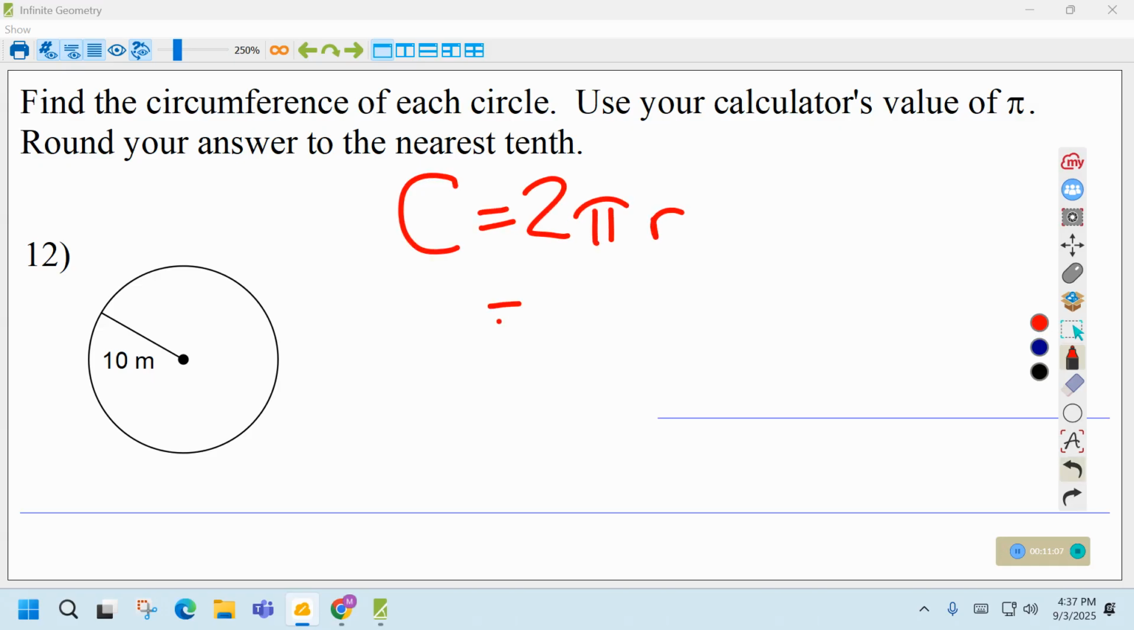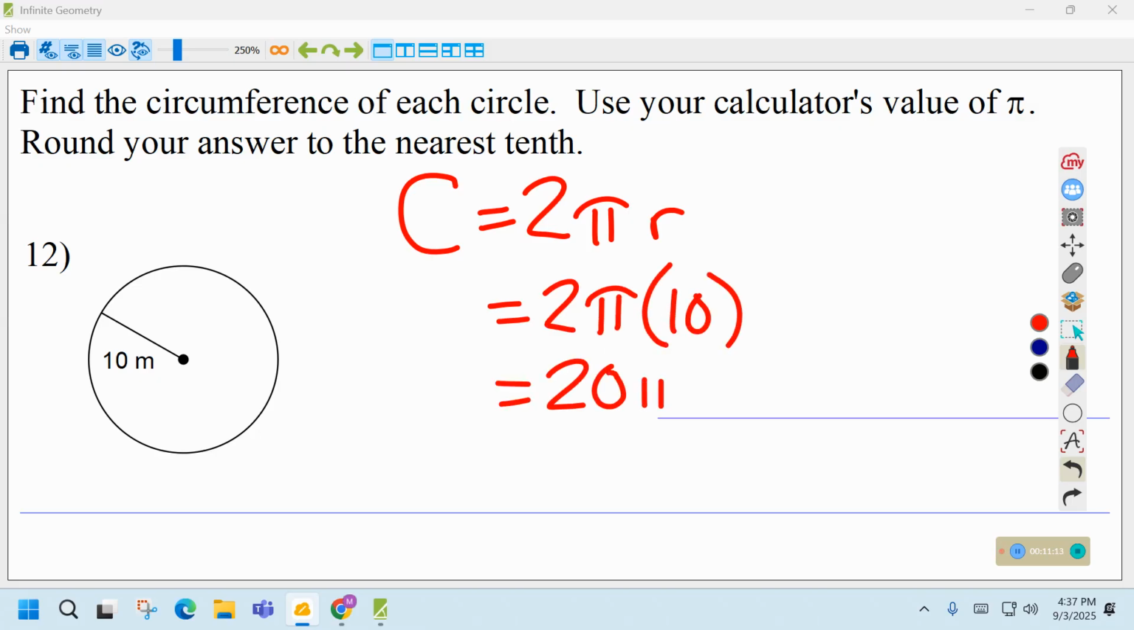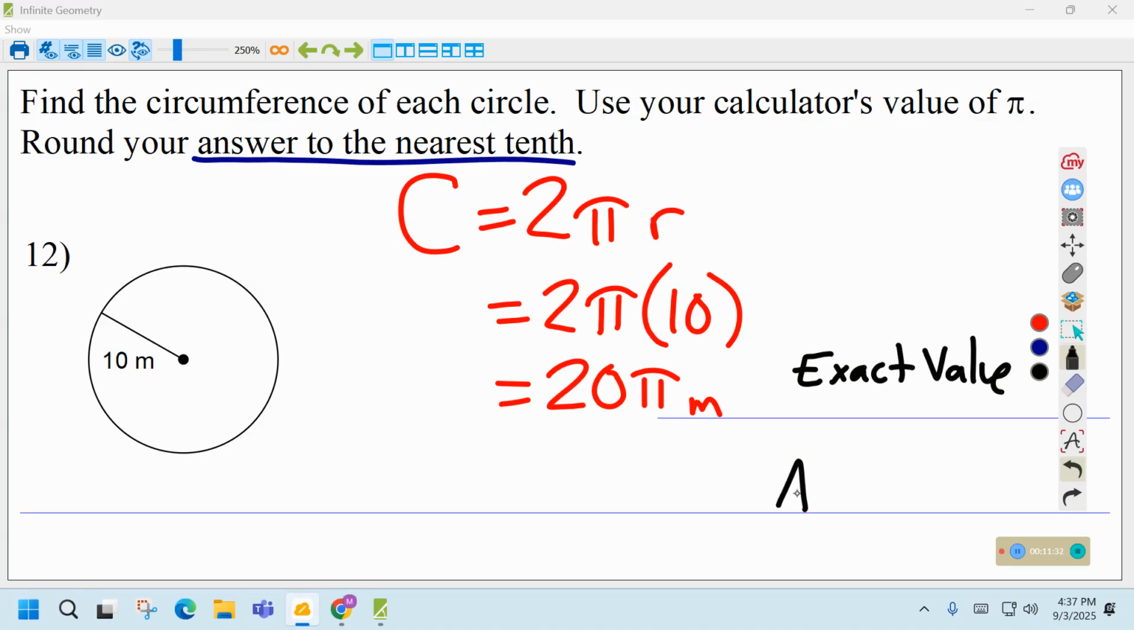We already did this problem just a second ago, right? So we know 2 times 10 is 20. So we got 20 pi meters. Okay, well, that's not good enough. Again, this is exact form, but we want to round our answer to the nearest tenth. So this means we have to get an approximate value. So let's label these again. This is the exact value. We don't want that. We want the approximate value.